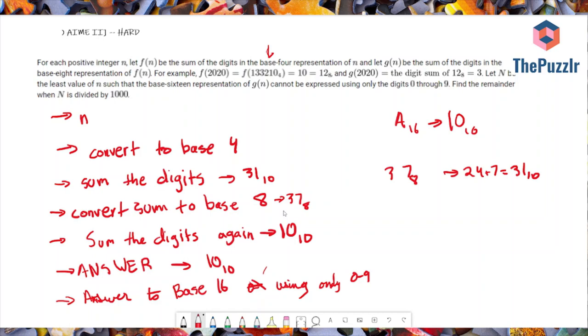The smallest number that has a digit sum of 31 in base 4 is going to be 1, 3, 3, 3, 3, 3, 3, 3, 3, 3, 3. How many 3s is that? That's 9 3s. We need 10 3s plus 1. That would give us 31. So let's put in some commas. Okay, so this is the smallest number in base 4.